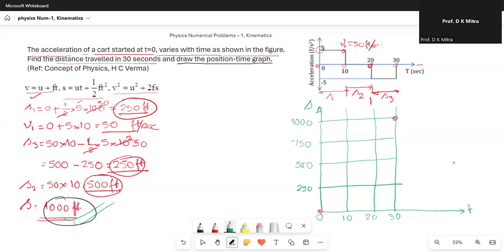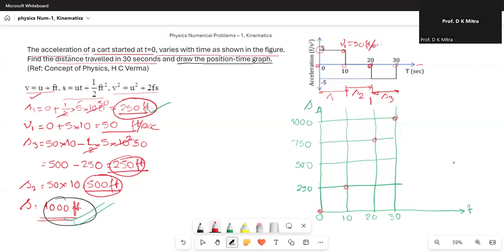At the end of the first 10 seconds, it did travel 250 feet. So this is 1 point of motion. And at the end of the 20th second, it had traveled 250 feet plus 500 feet, that is 750 feet. This is another point of motion.